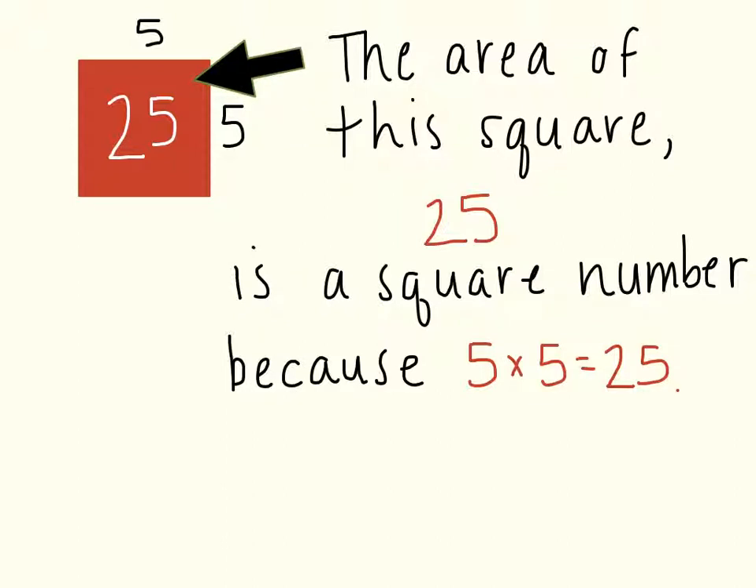The term square number comes from the fact that if you have a square, its two sides are the same. So we have 5 here and 5 here, and the area of that square is 25 because 5 times 5 equals 25. Another way to write that would be 5 to the second power, or 5 squared, equals 25.